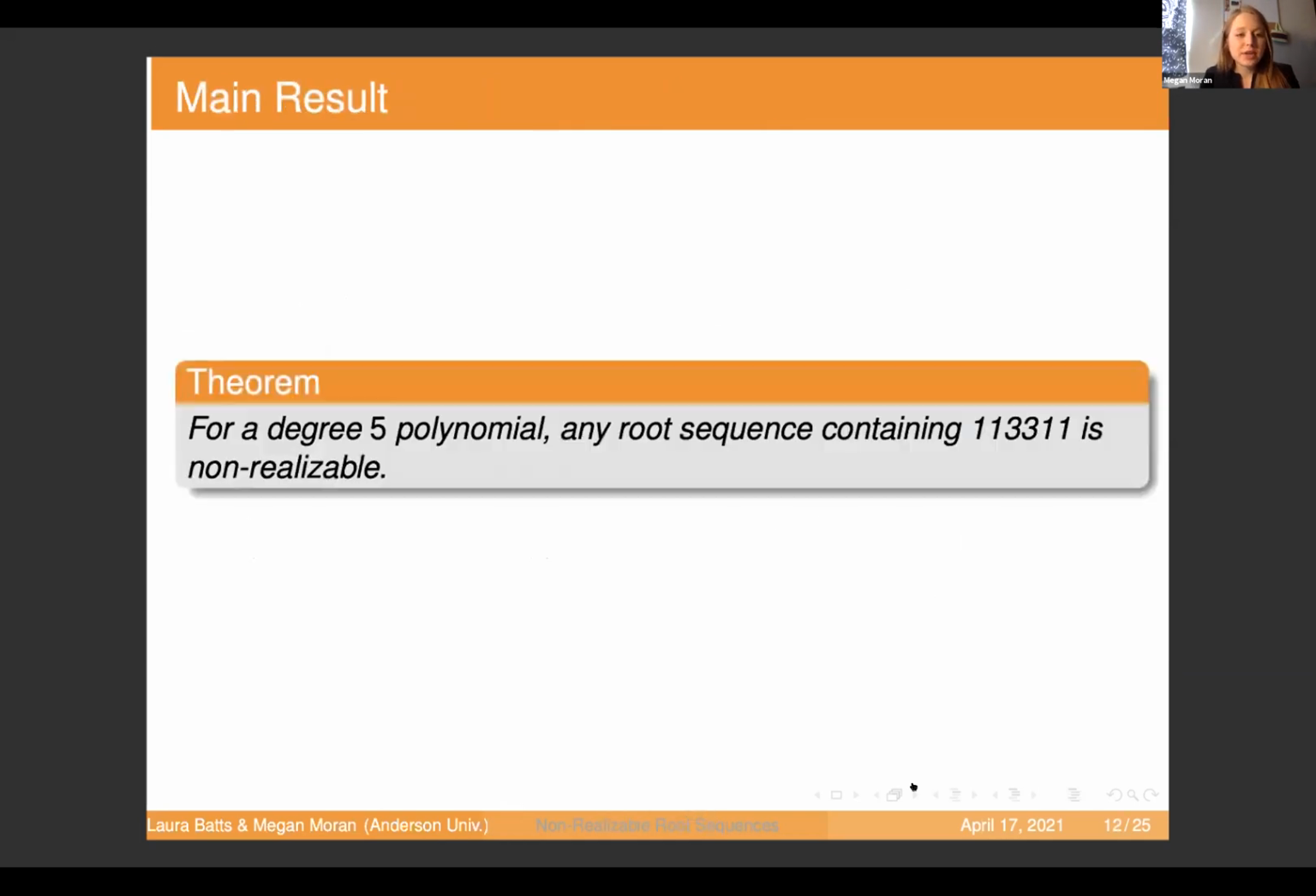As we move into the second part of this, now that we have all our different tools to make our claim, we're going to be talking about how, for a degree 5 polynomial, any root sequence containing 1, 1, 3, 3, 1, 1 is non-realizable. We have not forgotten about all the other root sequences here with the 2s, the 4s, and the 0s. We just have those suppressed here because we are claiming that any root sequence of degree 5 with that 1, 1, 3, 3, 1, 1 pattern is going to be non-realizable.